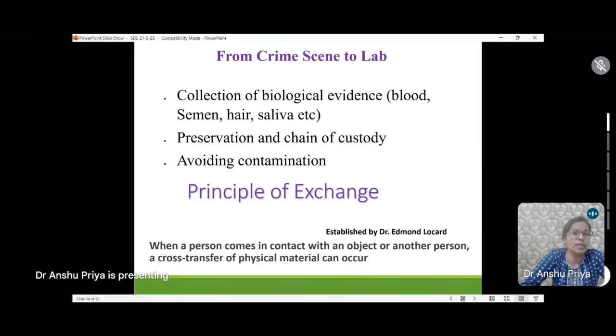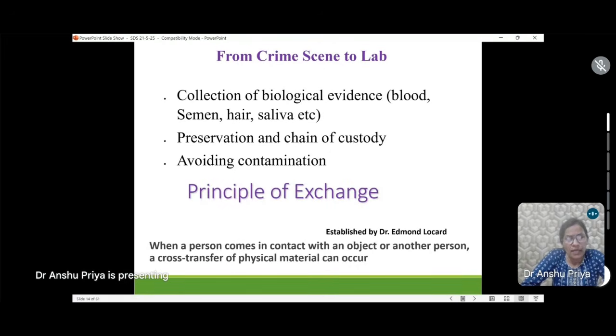But we have to do the DNA fingerprinting, so I will talk only about the biological evidence, not any other physical evidence. Biological evidence could be any biological fluid that could be collected from the crime scene. That could be blood, semen, hair, or saliva, etc.